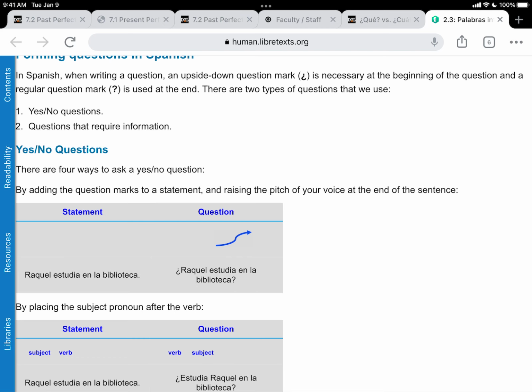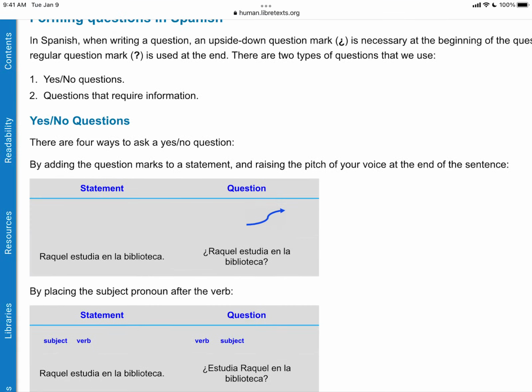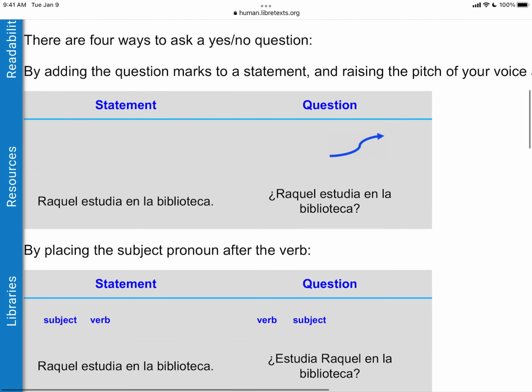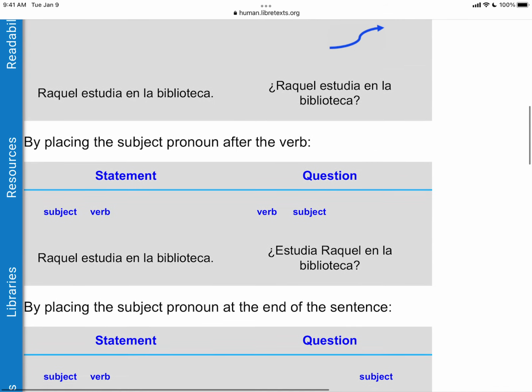One is by adding question marks to the statement, which in Spanish we simply do by adding the upside down question mark and the right side up question mark. So it changes from a statement, Raquel estudia en la biblioteca, to a question, ¿Raquel estudia en la biblioteca?, and my voice goes up at the end. So we just raise the pitch of our voice.